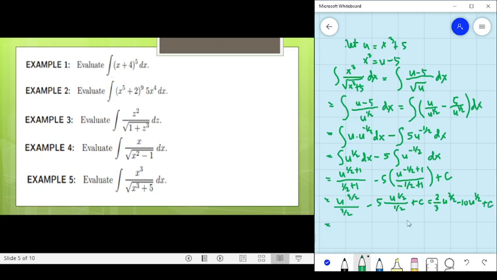So replace na to ang balik og u with x cubed plus 5. That's why we can now have 2 over 3 quantity x cubed plus 5 exponent 3/2, then minus 10 quantity x cubed plus 5 to the 1/2 plus c. Okay, so that's the final answer for number 5.